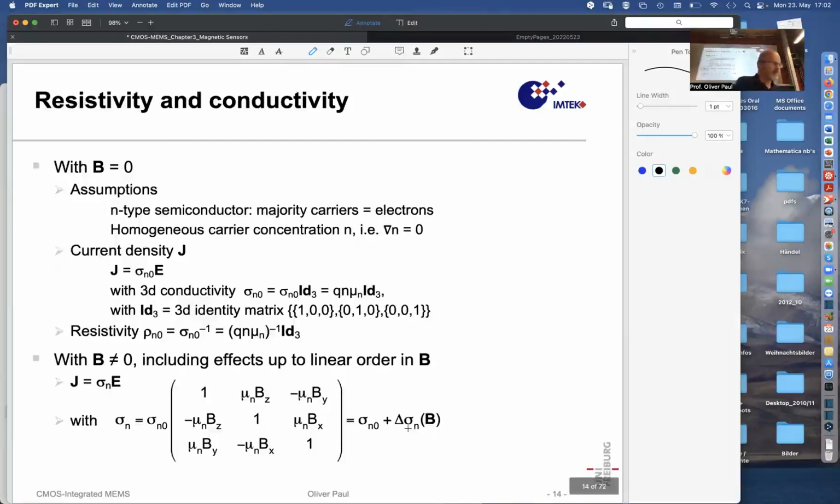So now some more fundamental theory. With B equals 0, what do we have in a semiconductor? Let's take an N semiconductor, therefore the carriers are electrons, and let's assume that there is no concentration gradient. So a homogeneous conductor. N is the same everywhere. Then what is the current density J? The ampere per square meter per second that flow through a cross section. So we have a cross section, we have amperes flowing.